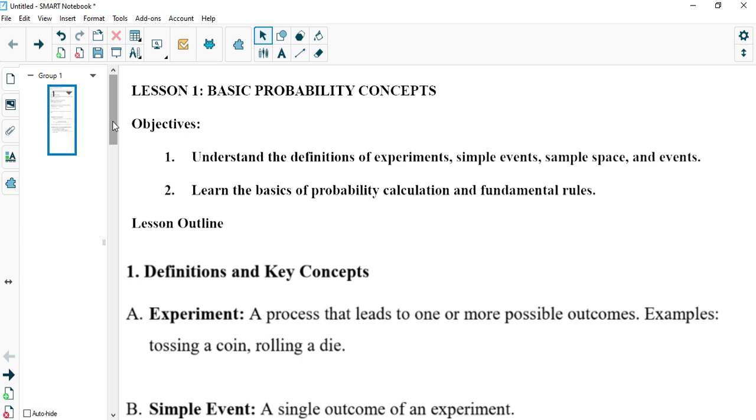which is focusing on the basic probabilities concepts. So the objectives of this lesson is to understand the definitions of experiments, simple events, sample space, and events itself. And the second objective is to learn the basics of probability calculations and fundamental laws.